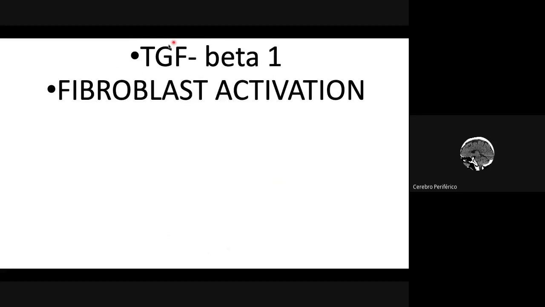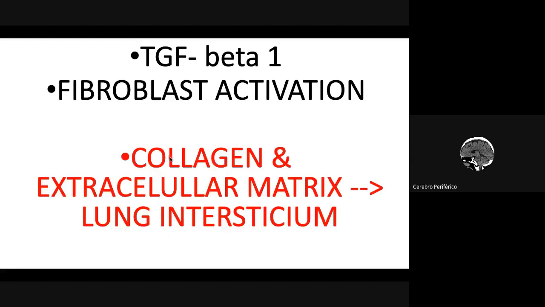What we have at the end of all of these mechanisms is this molecule. Transforming growth factor beta-1 is the one that has been implicated in this whole inflammatory response, and eventually this factor will produce fibroblast activation. Fibroblast activation will end up in deposition of collagen and extracellular matrix into the lung interstitium, and it will produce fibrosis.